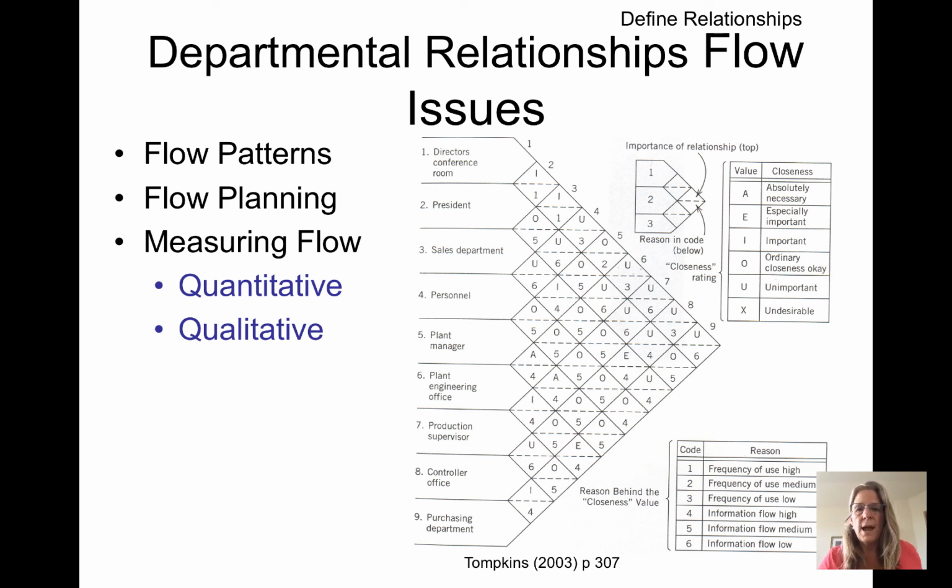So not only does it have AEIOU in the relationships between these departments, but it also indicates why that relationship is strong. And the coding down below indicates why that particular thing is important. So that is an overview of flow and why it's important that it actually relates to departmental relationships. When you've done this well, you will be able to create a relationship chart like this.